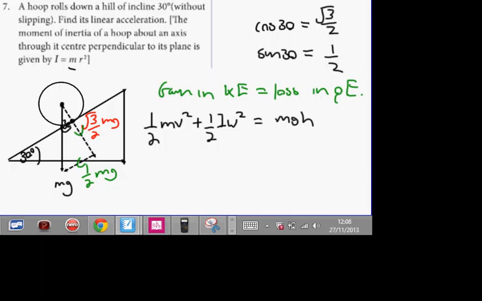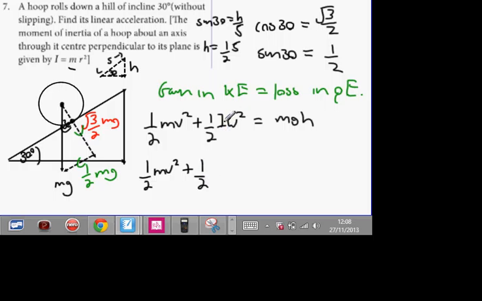Now, h, as discussed before, if that's my drop in height, and this is my distance s, and that's 30 degrees, then basically sine 30 equals h over s, therefore h equals s sine 30, and we know that sine 30 is a half, so it's just going to be a half s. Okay, so we're going to get a half mv squared plus a half.